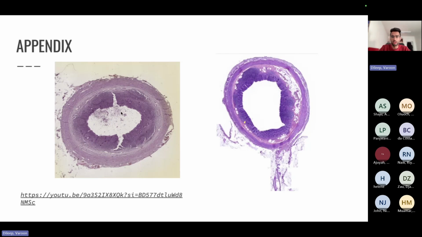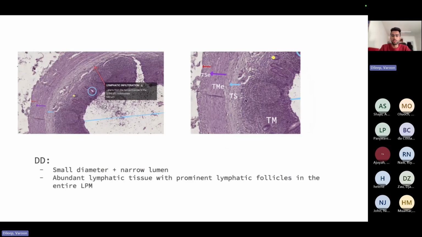So these are the two slides you can get in your slide box. In my opinion, it's really easy to identify. You can see in this tunica mucosa layer, there's a lot of lymphatic infiltration, and you can see it has a regular lumen. So moving on, as I have said, there are four layers. We have tunica mucosa, tunica submucosa, tunica muscularis externa, and tunica serosa.